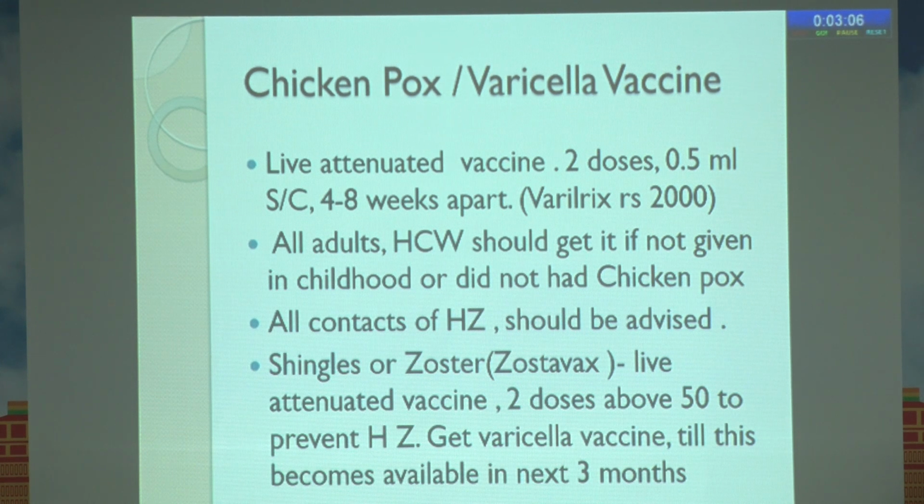Then coming to shingles or the zoster vaccine. This is a different vaccine from the varicella vaccine. This is a high potency vaccine. 2 doses are given in persons above the age of 50 years to prevent herpes zoster.